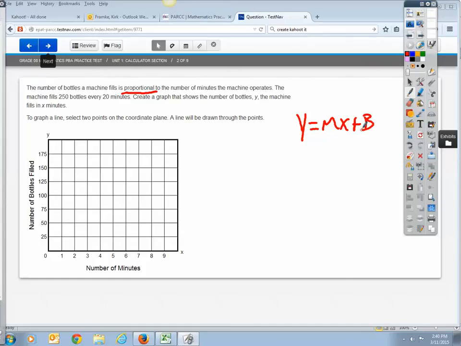The number of bottles a machine fills is proportional to the number of minutes the machine operates, and that makes sense. The number of minutes is independent of how many bottles the machine fills. The machine fills 250 bottles every 20 minutes. That is a lot of bottles in a little bit of time. Create a graph that shows the number of bottles, y, the machine fills in x minutes. To graph a line, select 2 points on the coordinate plane, and the line will be drawn through the 2 points. So, let's take a look at this.